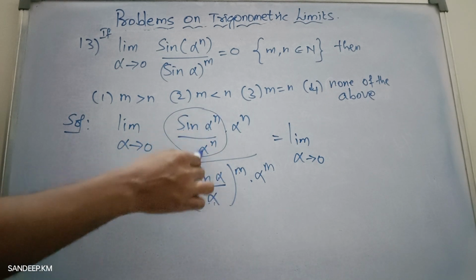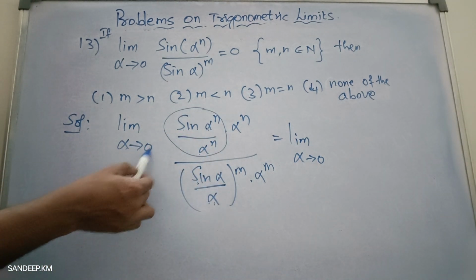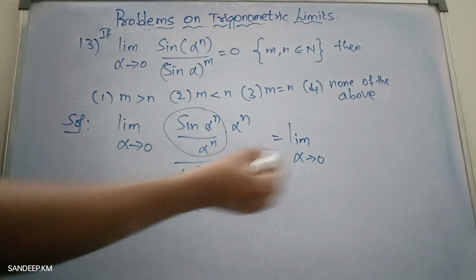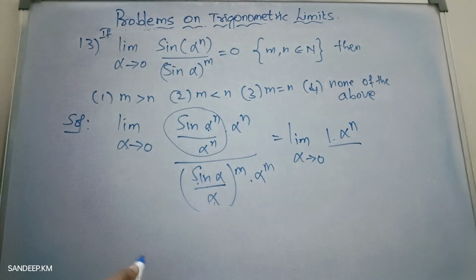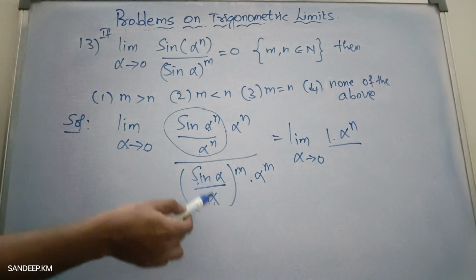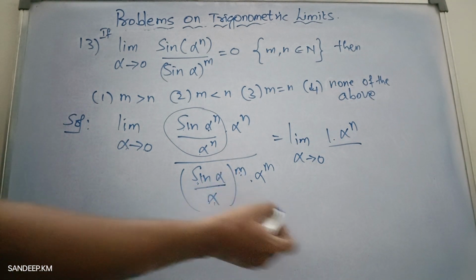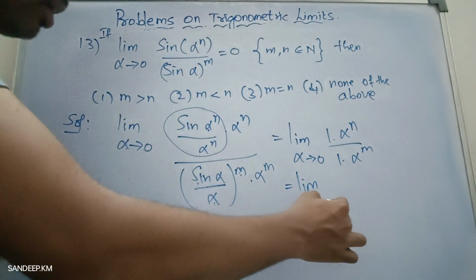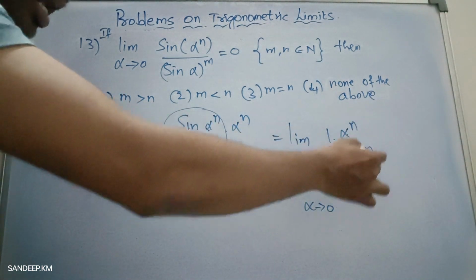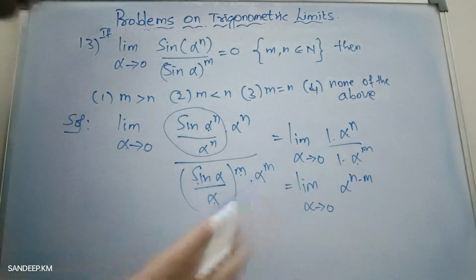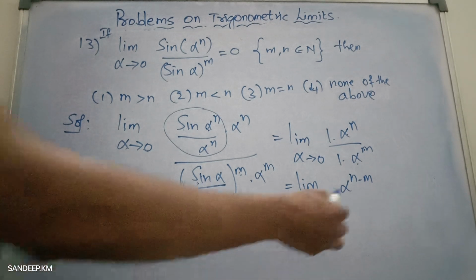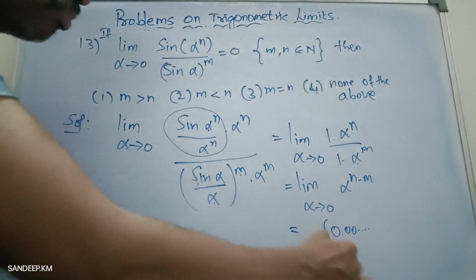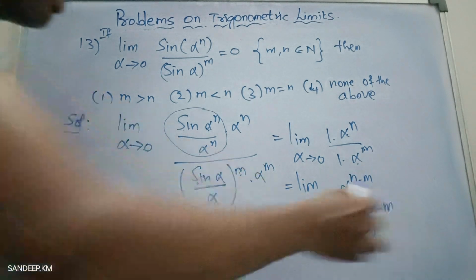So dear students, what we have got is limit alpha approaches 0. Sin f of x by f of x is 1 only, because when alpha approaches 0, f of x also approaches 0. So this will become 1 into alpha power n. Again, limit alpha approaches 0, sin alpha by alpha is 1 only, so 1 power m will be 1 into alpha power m. So what we got is limit alpha approaches 0, alpha power n by alpha power m, so alpha power n minus m. Look at this. Already alpha is approaching 0. So the base is 0.0000 something, whole power n minus m.